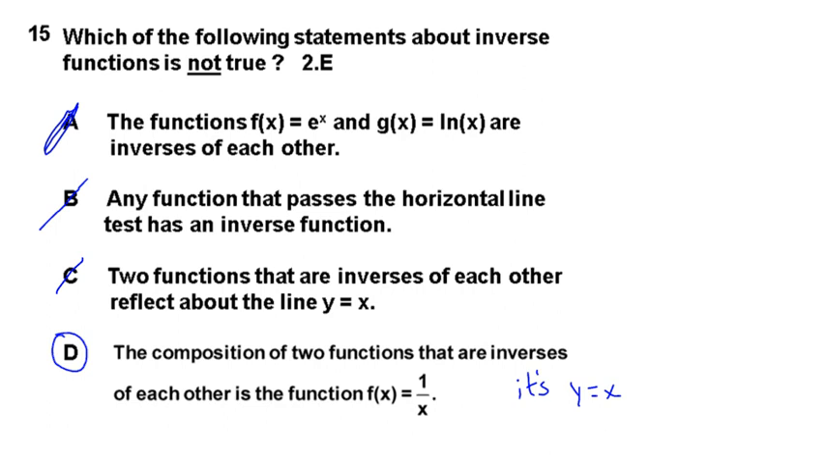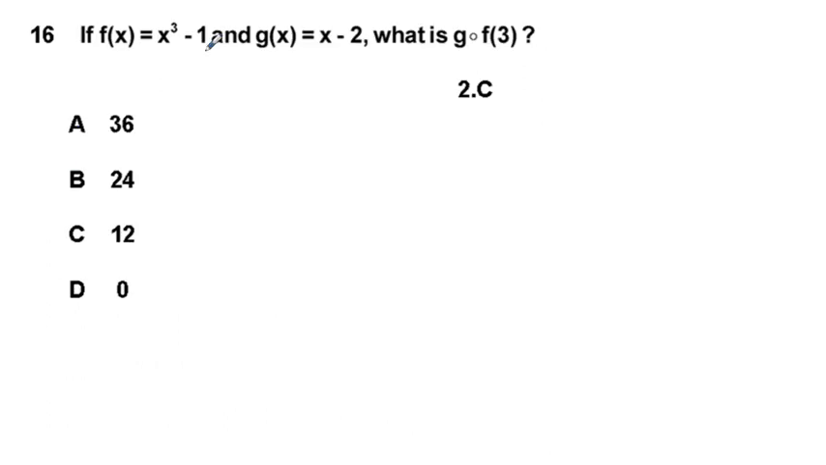Next, 16. If f of x equals x cubed minus 1 and g of x equals x minus 2, what is g of f of x? Well, first thing we have g of f, and so f is closer to 3. So the first thing we're going to do is find f of 3. And to find that, we're going to put 3 cubed minus 1, which is going to be 27 minus 1, which equals 26.